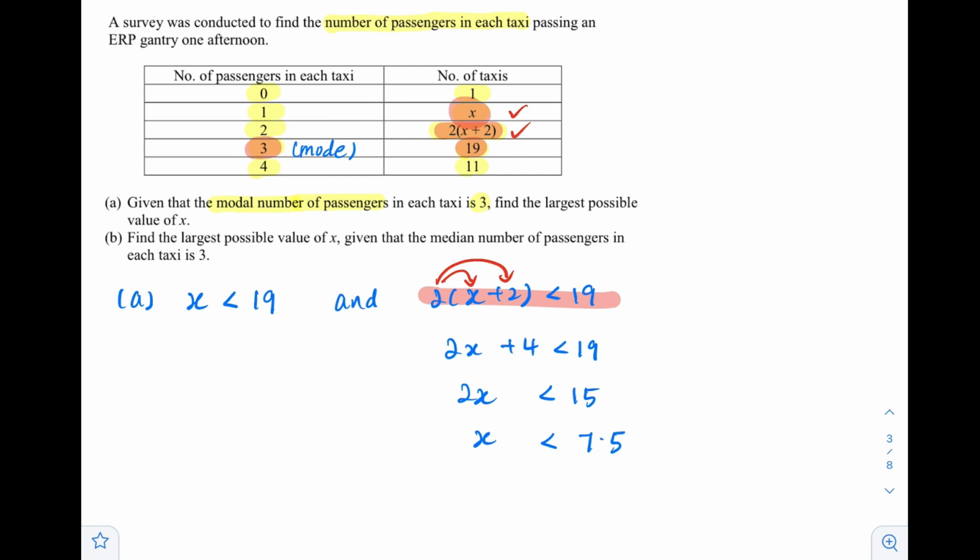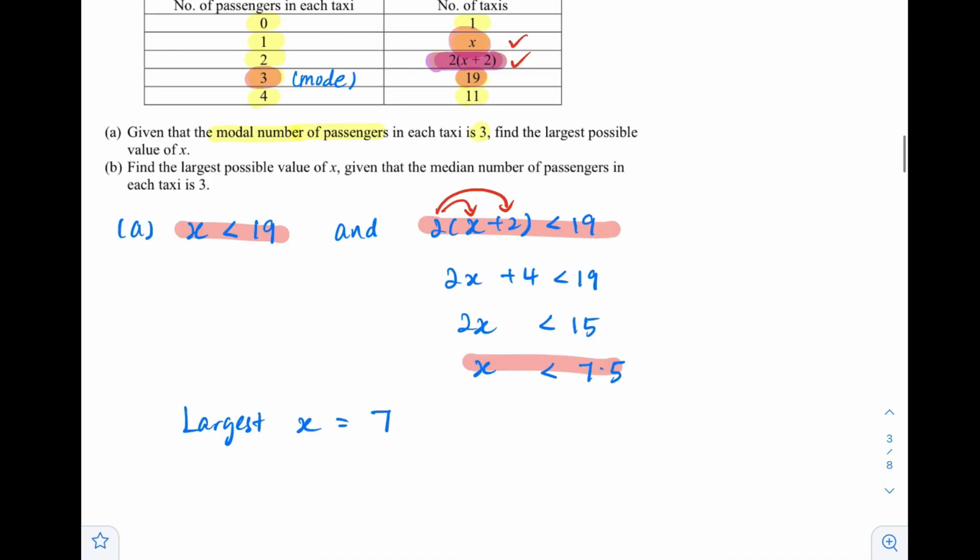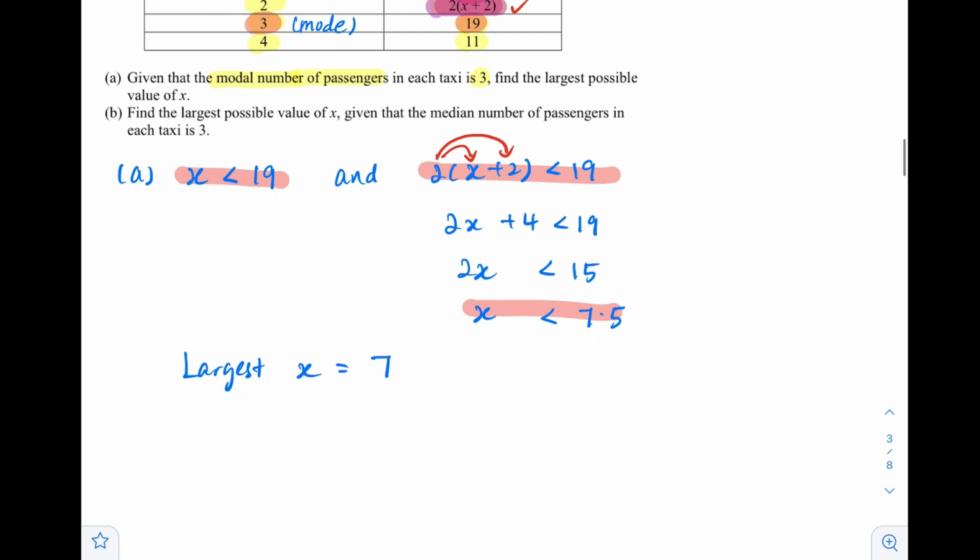Since X is the number of taxis, X cannot be a decimal. Therefore, the largest X has to be 7. Okay, now let's go and do question B.